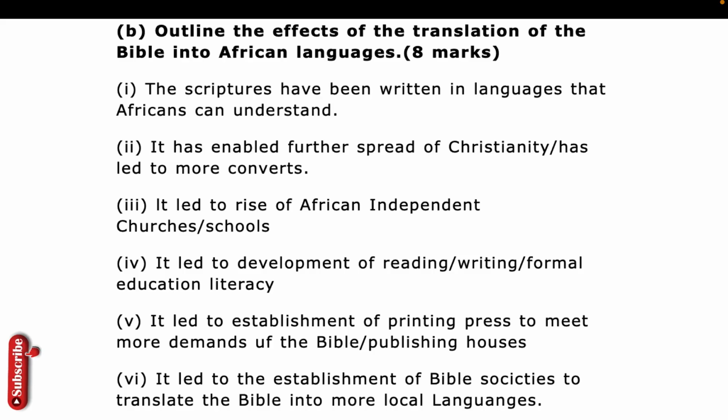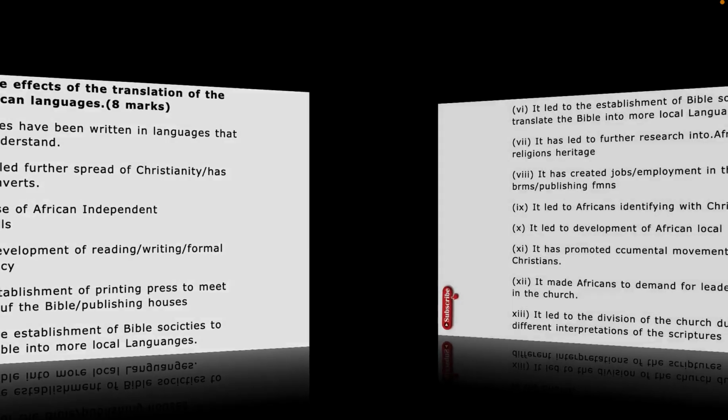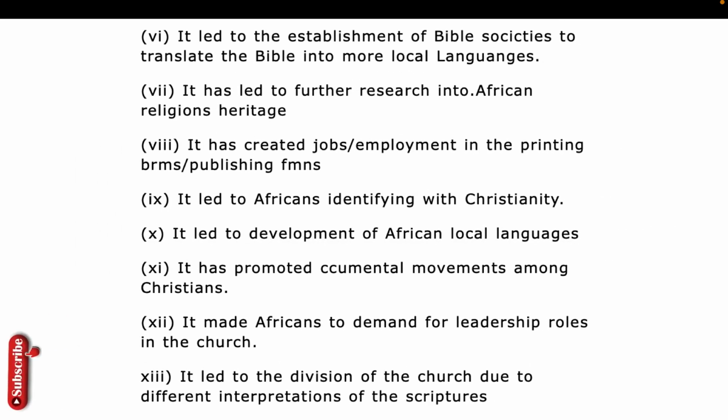It has led to development of reading, writing, and formal education literacy. It has led to establishment of printing press to meet more demands of use of the Bible. It has led to establishment of more publishing houses. It has led to establishment of Bible societies to translate the Bible into more local languages.